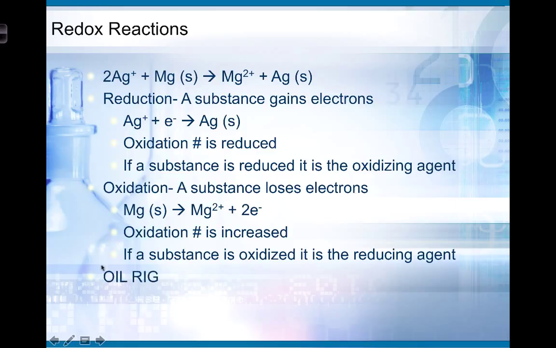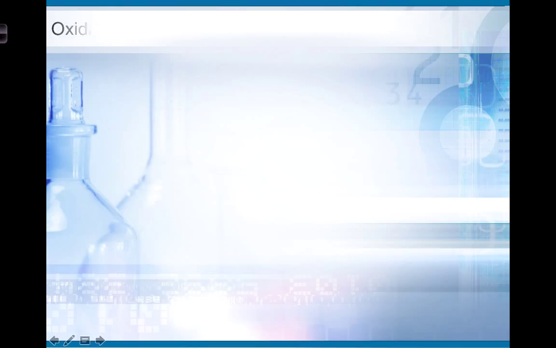And the way that you can remember all of this is OIL RIG. Oxidation is loss, reduction is gain. Okay, so if you're trying to remember whether oxidation is where you lose or reduction is where you lose, think about OIL RIG. Oxidation is the loss of electrons, reduction is the gain of electrons.